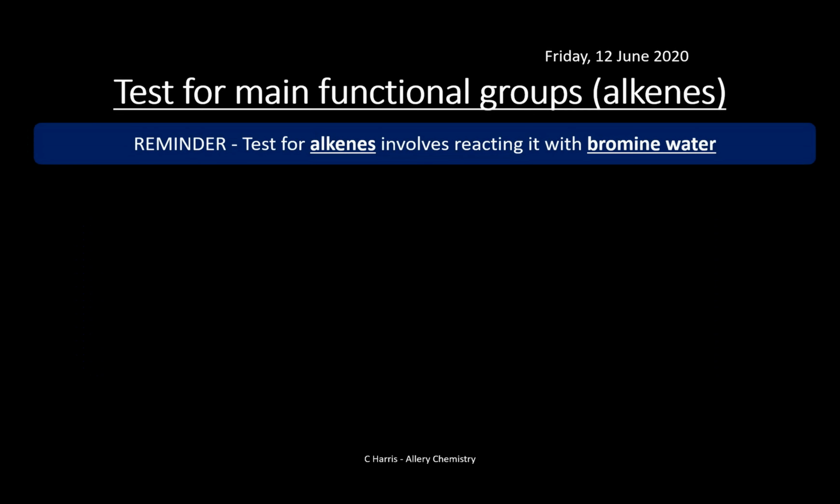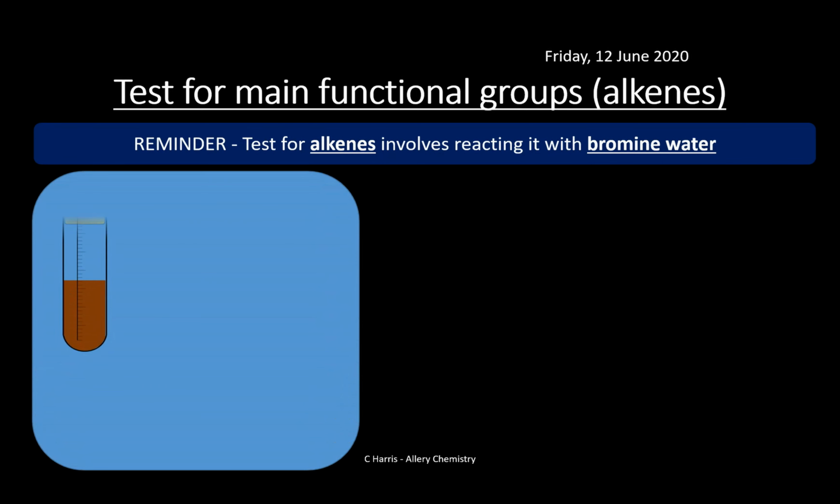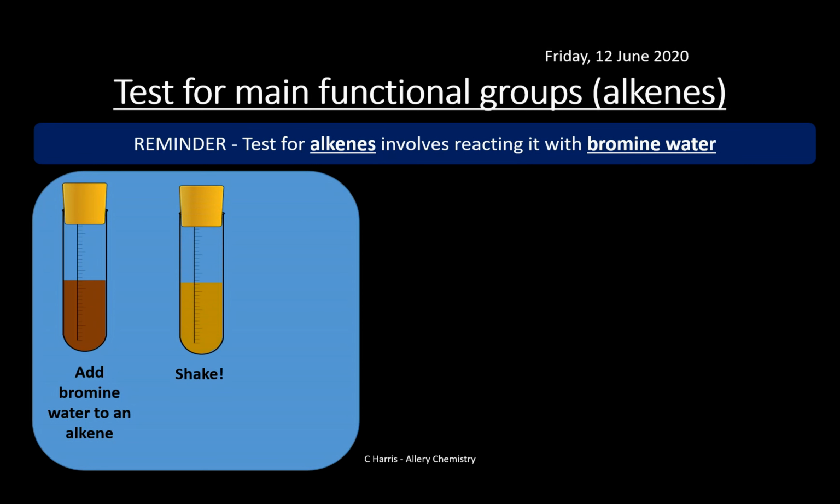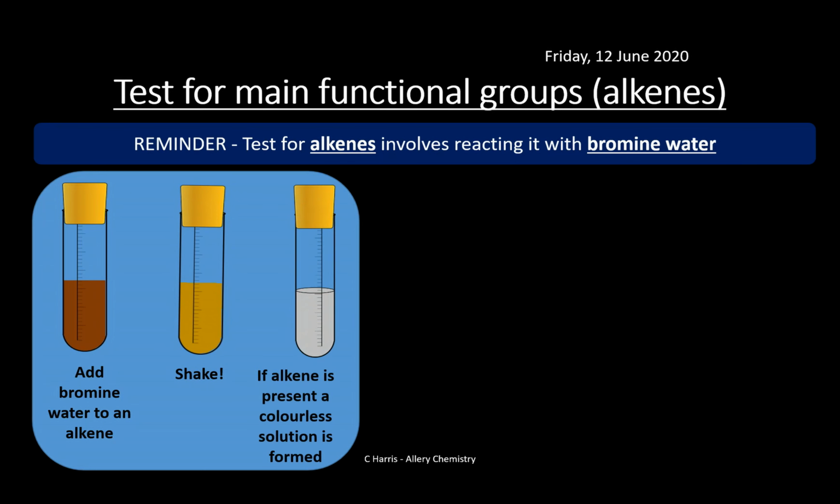So let's just have a look at the first one, which you will have seen, just as a reminder really, for a test for alkenes, remember, is we react that with bromine water. Okay, and very simply, all we do is we add bromine water to an alkene. So your alkenes have that double bond. We then shake that test tube, so we give it a good shake, and if an alkene is present, then we get a colourless solution formed. And this is an addition reaction, remember, because we're adding Br2 to an alkene and we form a dibromoalkane.